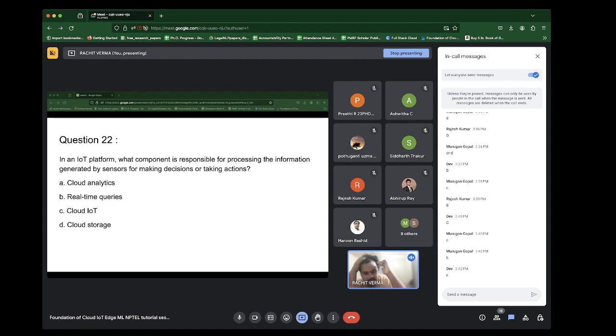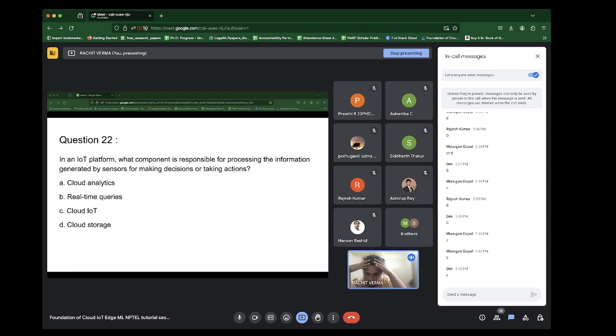Cloud analytics is not a direct component. It may be part of one of the paths, right? Hot path, warm path, cold path. But it is not a component of the IoT platform directly. And B, real-time queries, is not a component either. Cloud IoT is a component. D, cloud storage, once again, is not a component directly. It could be present in one of the paths, hot path, warm path, or cold path. So if you just do that analysis, you'll see that C, cloud IoT is the right answer.